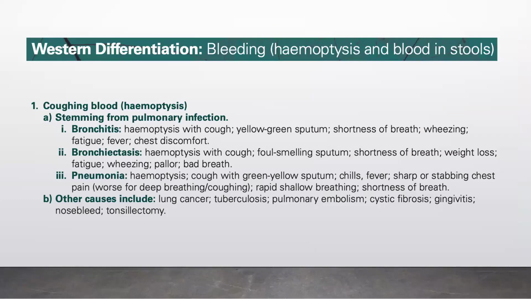In bronchitis, there is hemoptysis with cough, yellow-green sputum, shortness of breath, wheezing, fatigue, fever, and chest discomfort. In bronchiectasis, there is hemoptysis with cough, foul-smelling sputum, shortness of breath, weight loss, fatigue, wheezing, pallor, and bad breath. In pneumonia, there is hemoptysis, cough with green-yellow sputum, chills, fever, sharp or stabbing chest pain, which is worse for deep breathing and coughing. And there is rapid shallow breathing and shortness of breath.